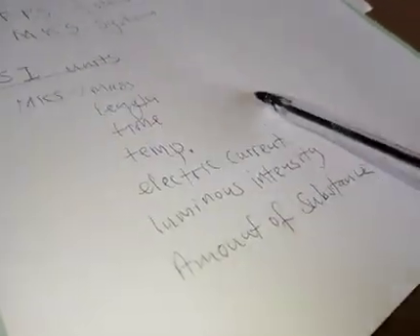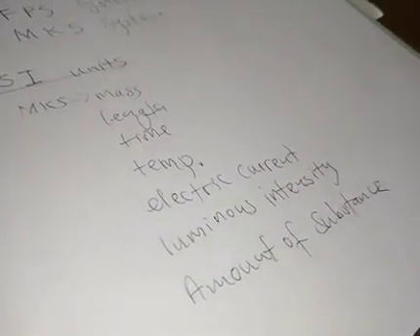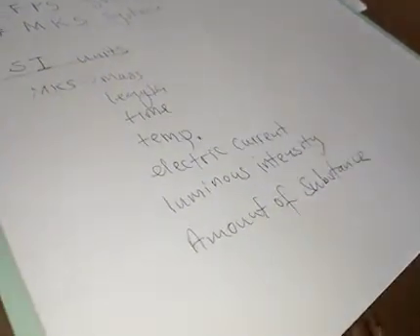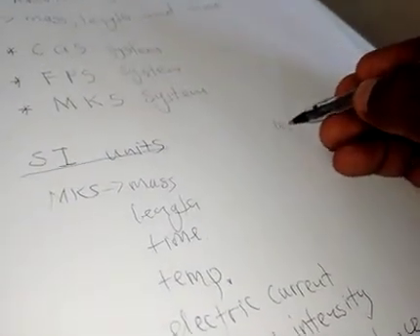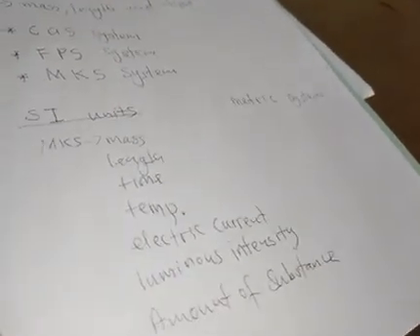So that's how the SI units were formed. And this system of units, that's the one we call the metric system of units, which is made up of these 7 fundamental quantities. Yes, we are calling this one the metric system of units.